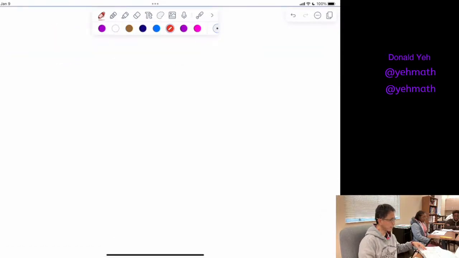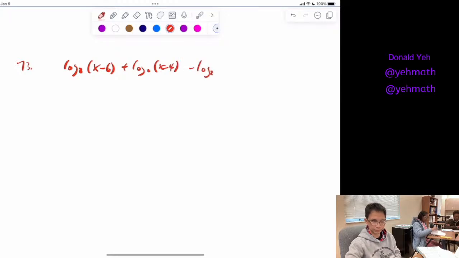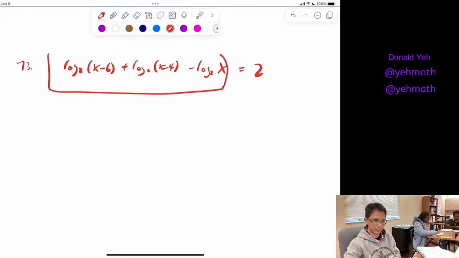All right. So 73. What does 73 say? Log base 2 of x minus 6, plus log base 2 of x minus 4, minus log base 2 of x equals 2. Equal to 2? Mm-hmm. Okay. So first of all, this is condensing. Do you know how to condense this? Log 2 what?